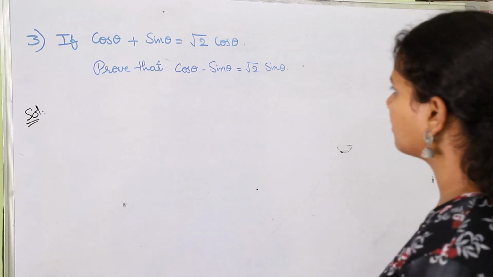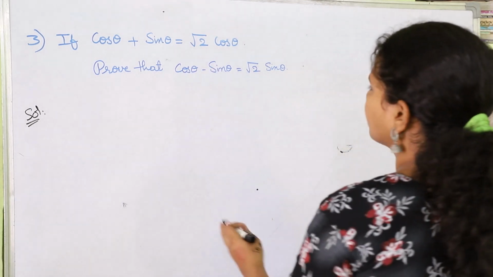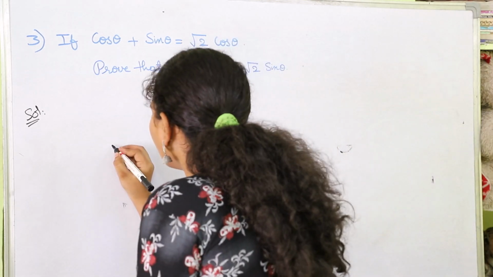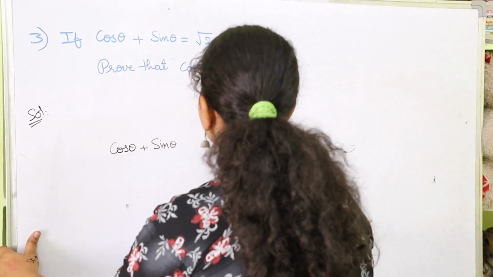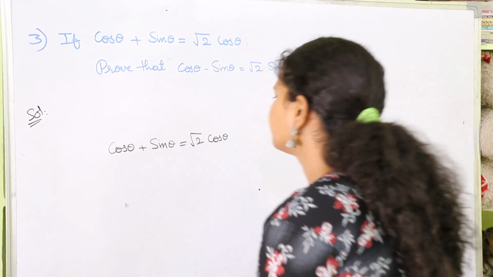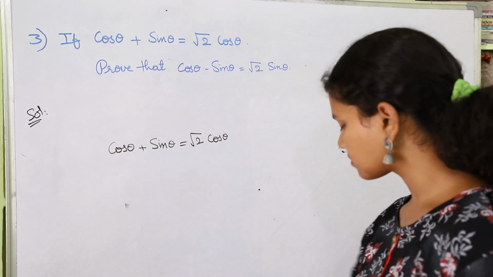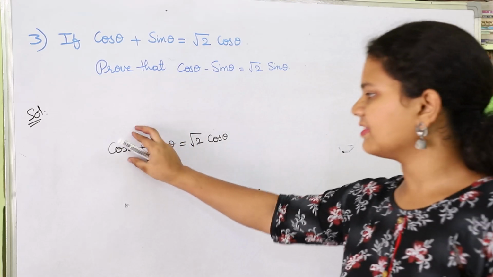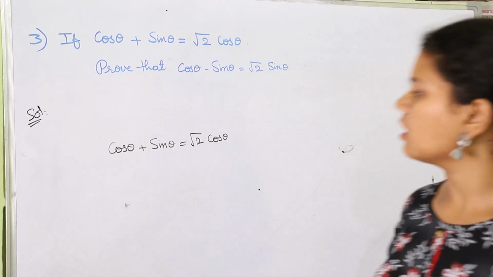Firstly, write down the if clause, like they have given. They have given: if cos theta plus sin theta equals root 2 cos theta, then prove that cos theta minus sin theta equals root 2 sin theta. To prove this, just start with the given equation. They have given cos theta plus sin theta equals root 2 cos theta. So let's start with it, guys.